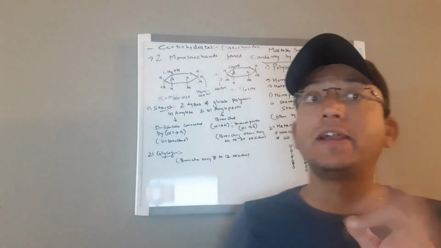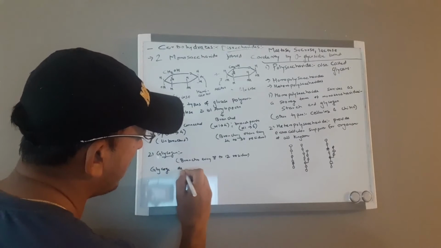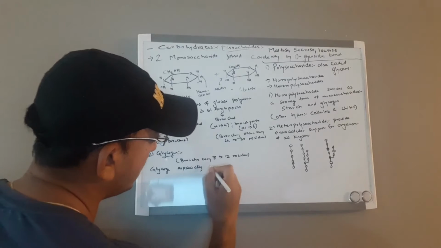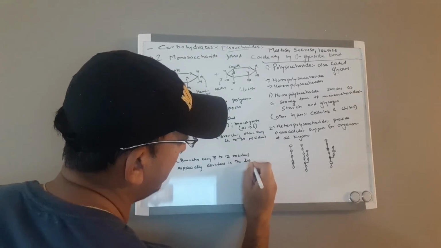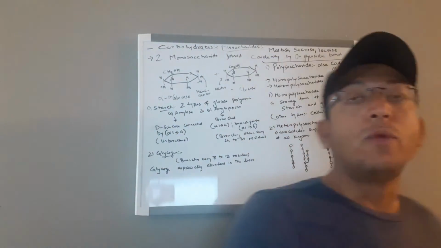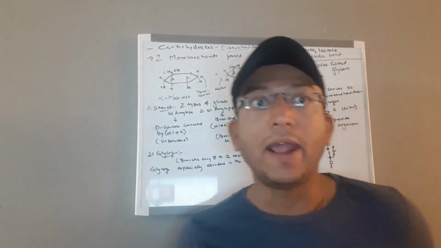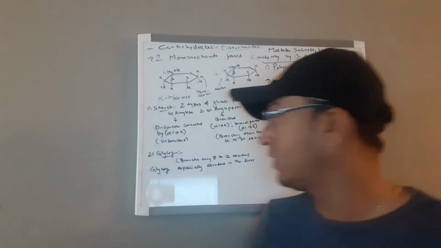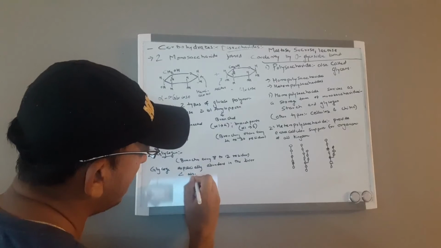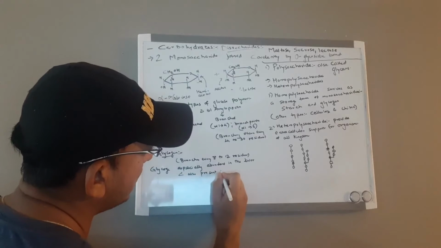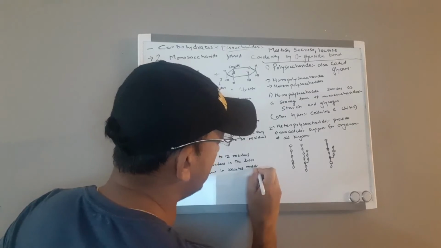Glycogen is especially abundant in the liver, where it may constitute as much as 7% of the wet weight, and it is also present in the skeletal muscles, right?